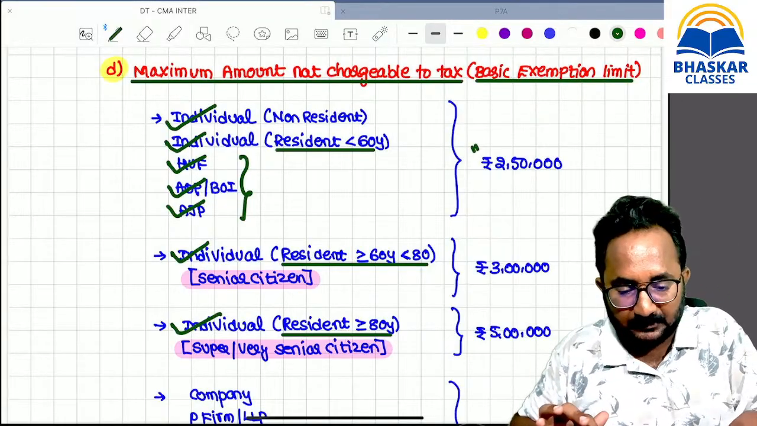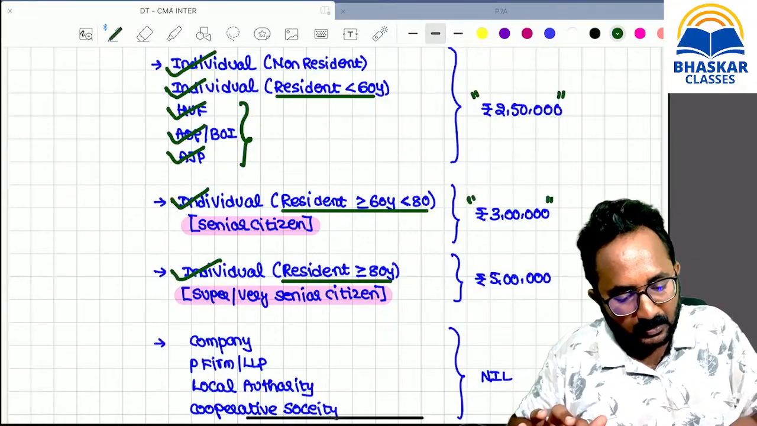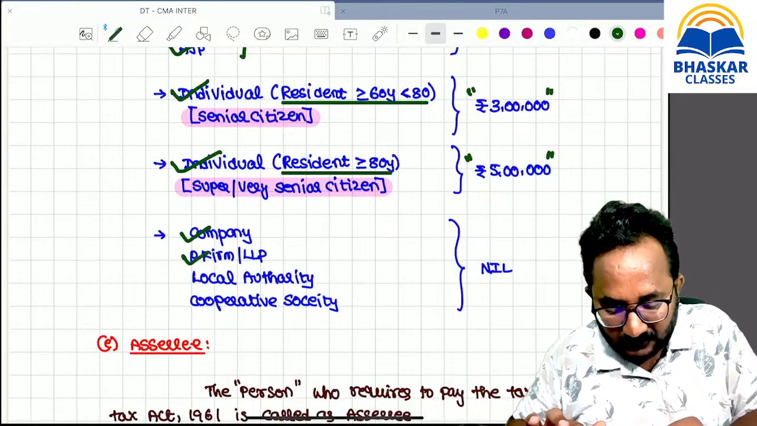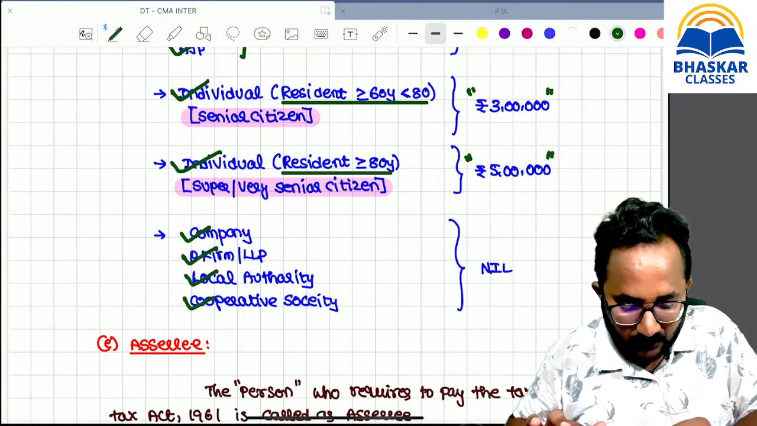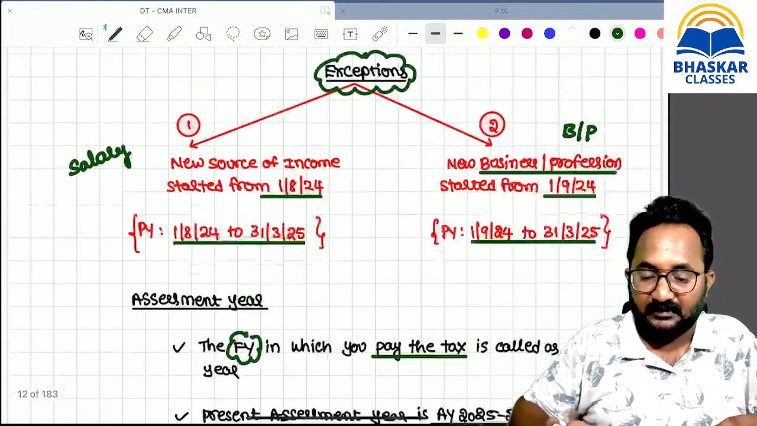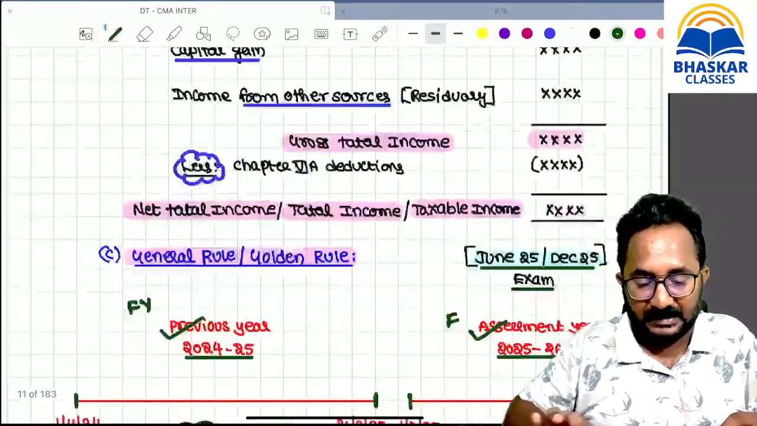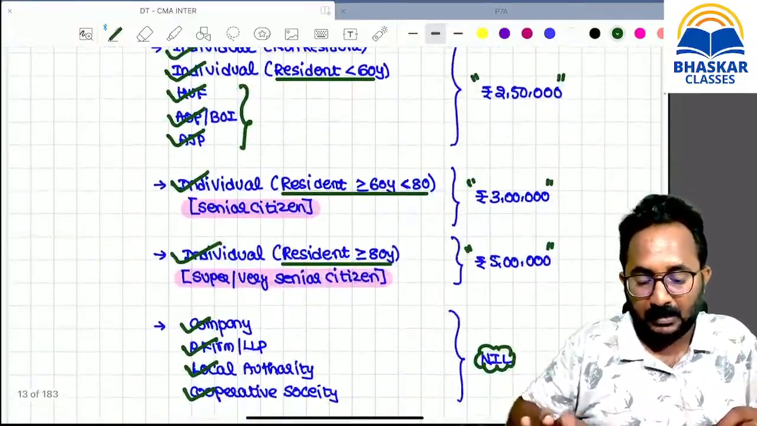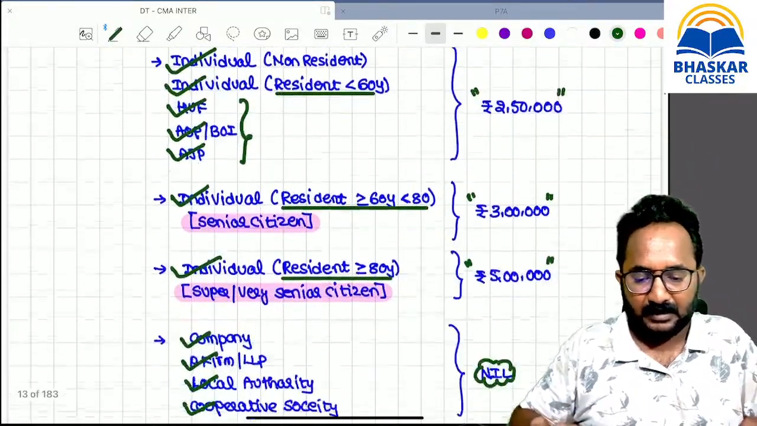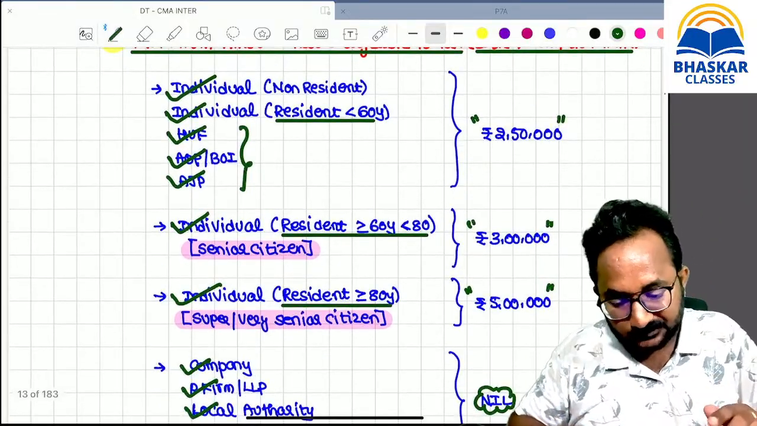Along with them, there are HUF, AOP, BOI, AJP; there is no age classification for them. What is the basic exemption limit? 2,50,000 here, 3 lakh here, 5 lakh here, and nil for the others. Company, partnership firm, cooperative society, local authorities: nil. So whoever is there in the person definition, for all of them we discussed the basic exemption limit.